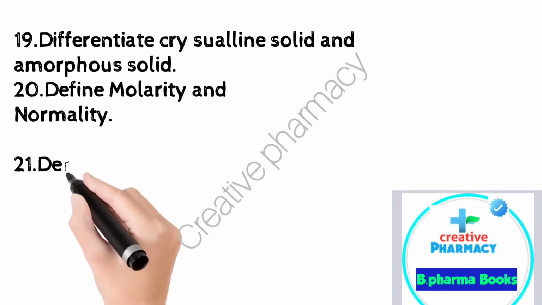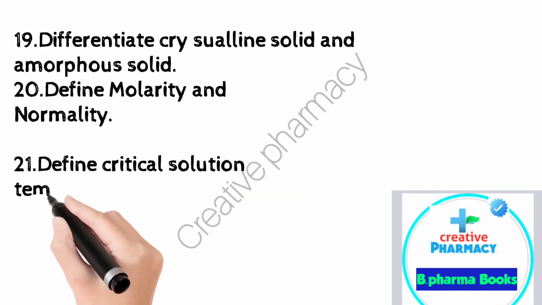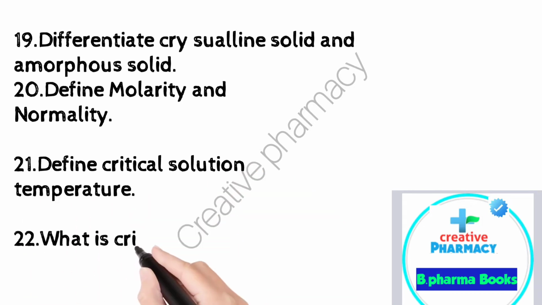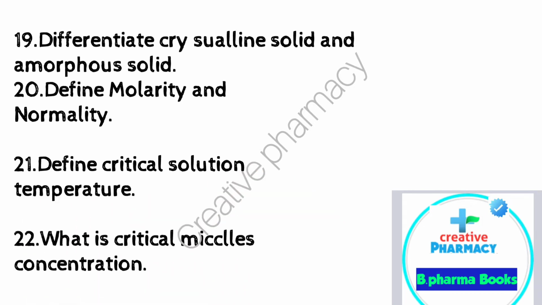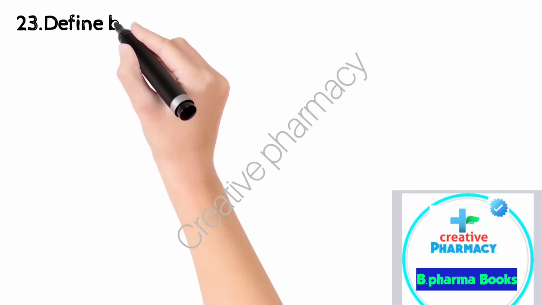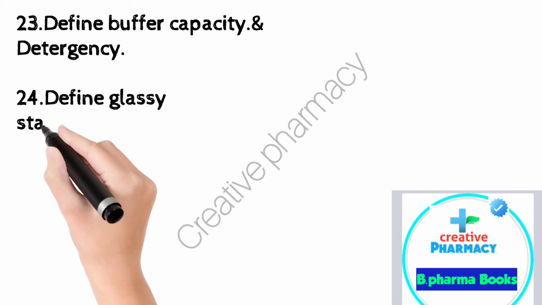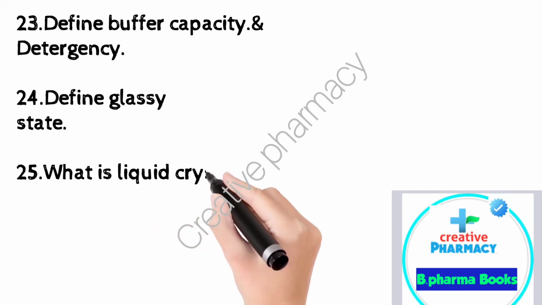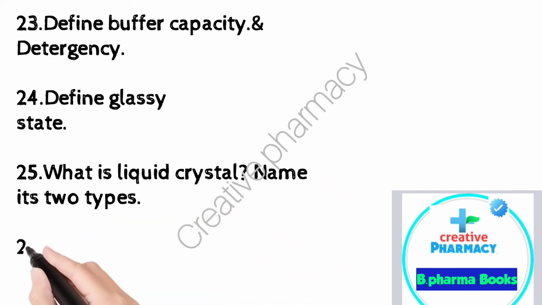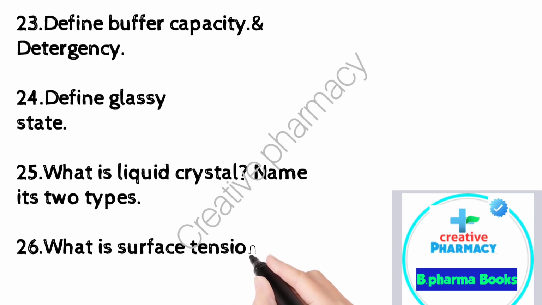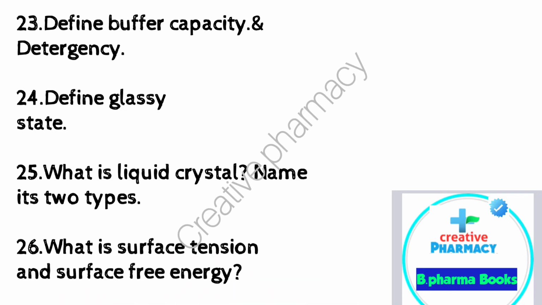21. Define critical solution temperature. 22. What is critical micelle concentration? 23. Define buffer capacity or detergency. 24. Define glassy state. 25. What is liquid crystal? Name its two types. 26. What is surface tension and surface free energy? 28. What are chelating agents?